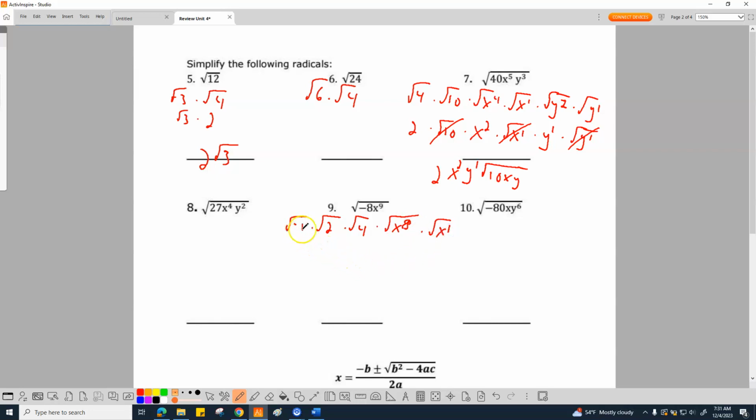So square root of negative 1 reduces to i. Square root of 2 does not reduce. Square root of 4 reduces to 2. Square root of x to the 8th reduces down to x to the 4th. Divide by 2, drop the house. And then this one does not reduce.